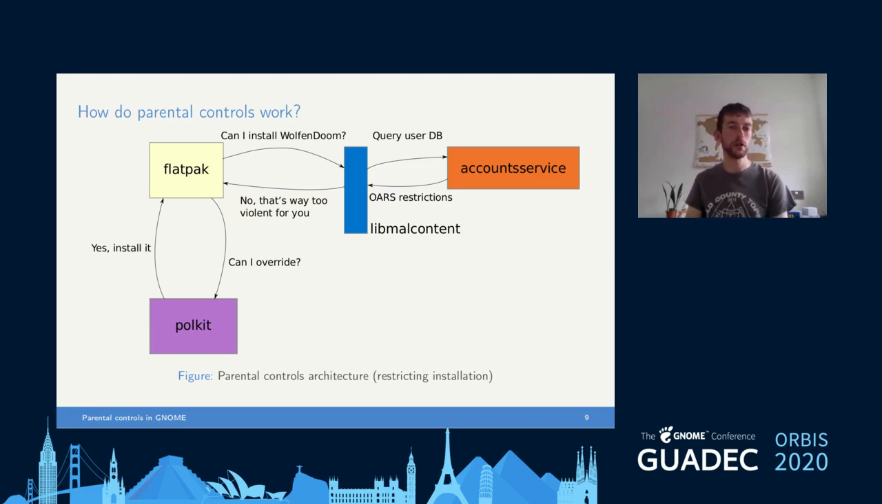Note that this is all implemented within the same user process space, so it's not actually real security. A determined user will always be able to find a way around it, for example, by downloading and running a statically linked version of Wolfen Doom outside of Flatpak, or a myriad of other ways. But this feature should prevent the average child from doing things that they're not supposed to do.